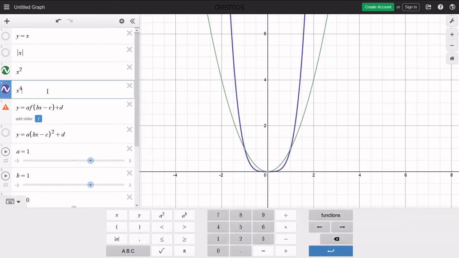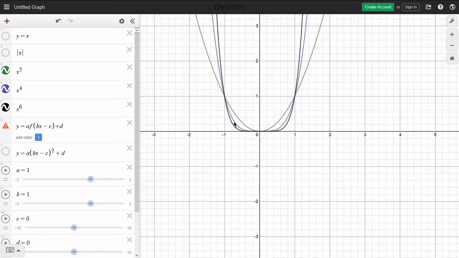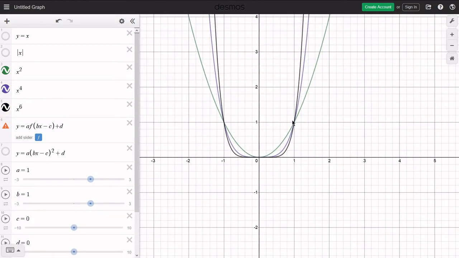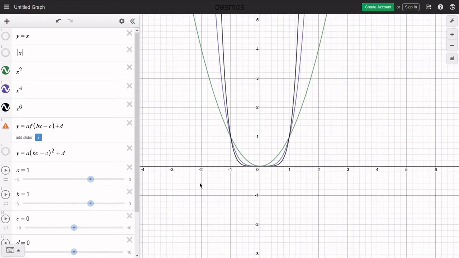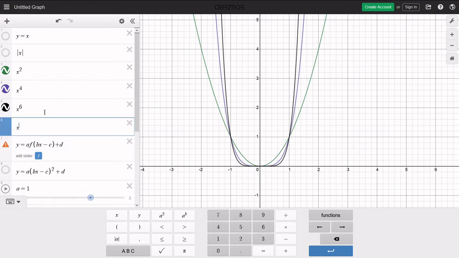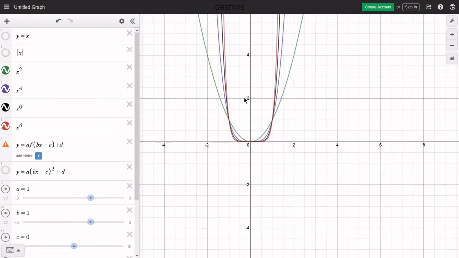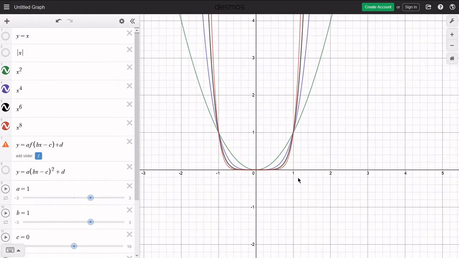The same thing with x to the 6th. Even flatter, and it goes up even faster. But you see they always meet at 1, 1. That's because 1 squared is 1, 1 to the 4th is 1, 1 to the 6th is 1, and so on and so forth. And so all of these, you can keep plugging in more and more of these even powers, and you always have these flatter. It's going to get closer and closer to just being a box shape, but it'll of course never get to that because it's always a smooth curve.